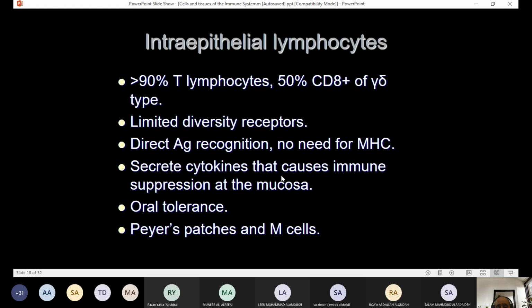They secrete cytokines that here cause immune suppression. Cytokines that are produced from cells sometimes cause immune suppression for tolerance to take place at the mucosa. If I don't want an immune reaction to take place, all cytokines that are produced are suppressor. They have suppressor function, and give me the tolerance that I have talked about. This is what we call oral tolerance, meaning our body does not respond to the food that we are eating because of the cytokines that are produced that will suppress the immune system against the food that we eat.